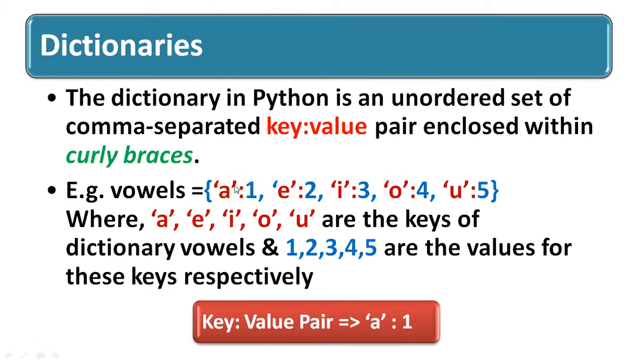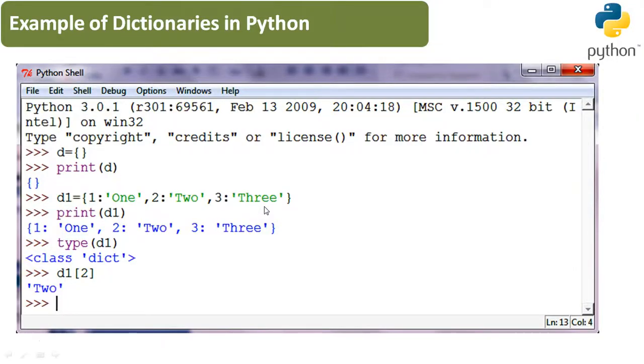Let us understand this. Now it's a dictionary of vowels, like A is at number 1, E is at number 2, I is at number 3, it's like that. So where A, E, I, O, U, the first part, are keys, and 1, 2, 3, 4, 5, the second part, are the values corresponding to the keys. So the key value pair here is like A is a key and 1 is a value. So A:1 is a key value pair. Right.